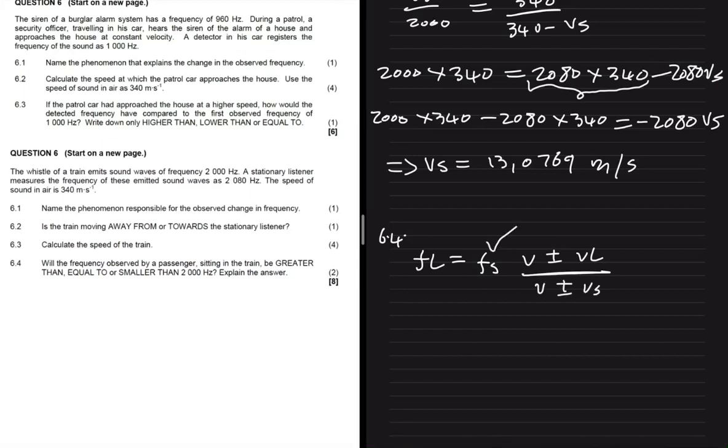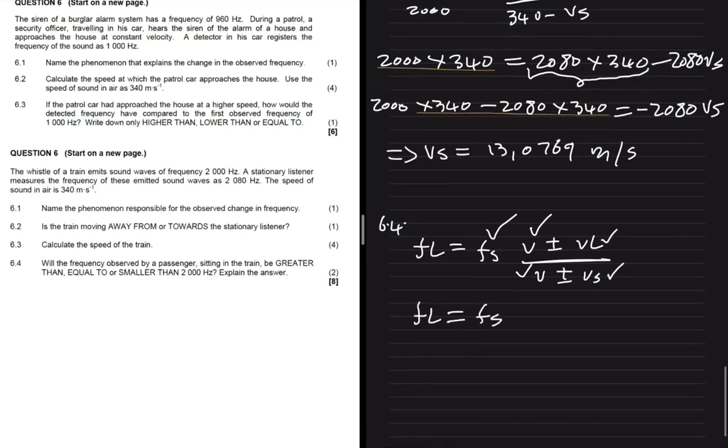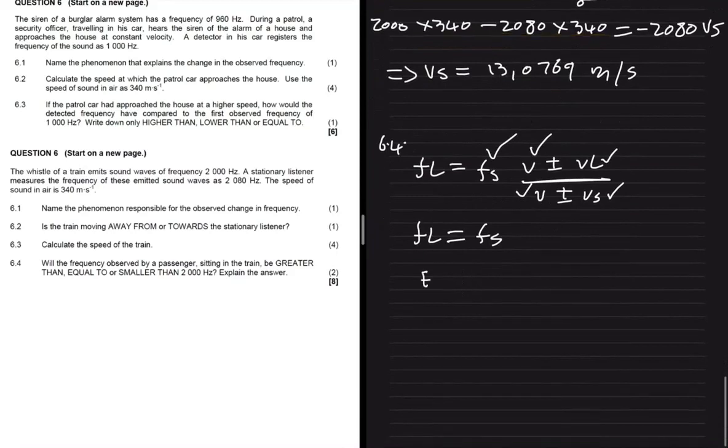This Fs is remaining the same. V is the same. Now, because we're talking about the passenger in the train, V passenger is the same as Vs. So basically what we have on the numerator is equal to what we have on the denominator. So this is just going to cancel out, right? And then we're just going to be left with FL equals Fs. So the answer here would be equal to.